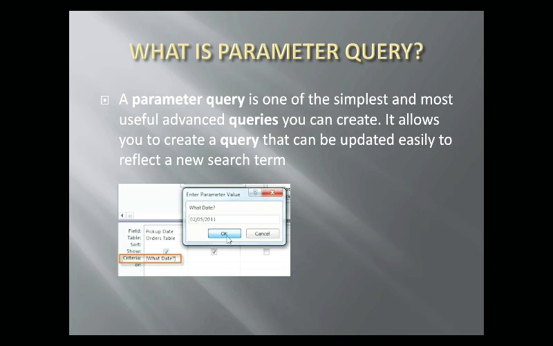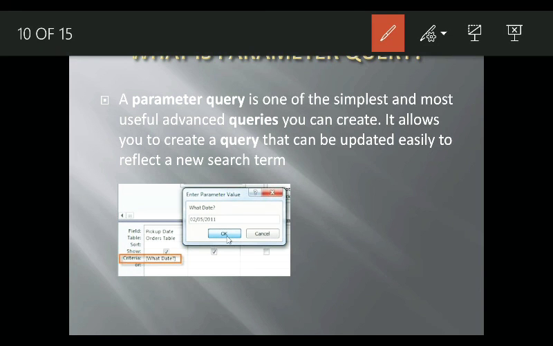Let us move on. What is a parameter query? A parameter query is one of the simplest and the most useful advanced queries you can create. It allows you to create a query that can update easily to reflect a new search item. Can you see the picture below? This is the example of your parameter query. This means it allows you to create a query that can be updated very easily.